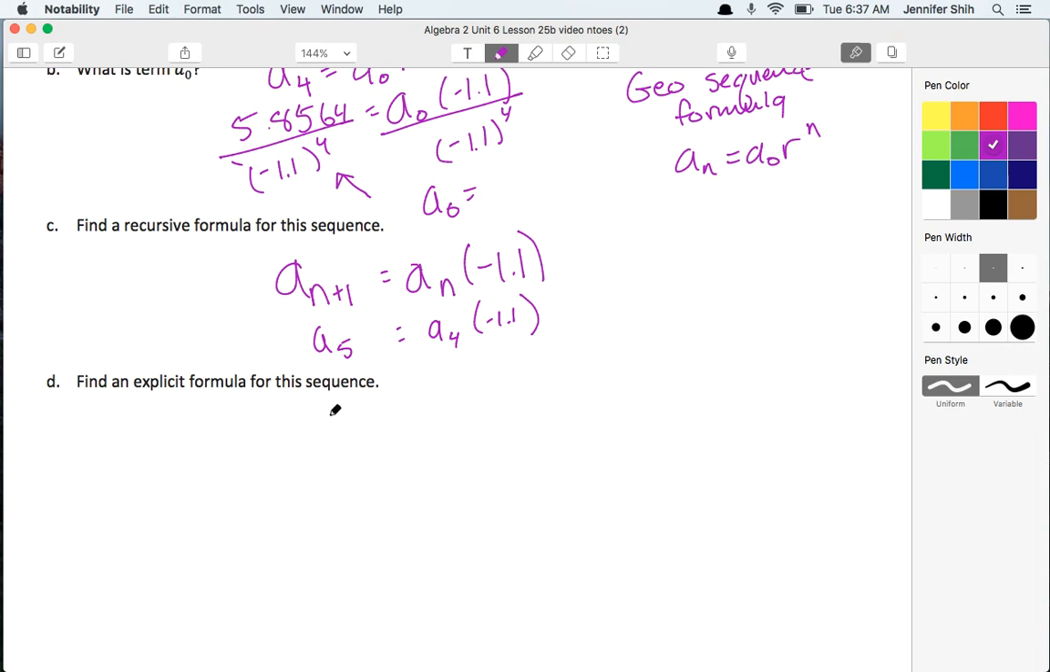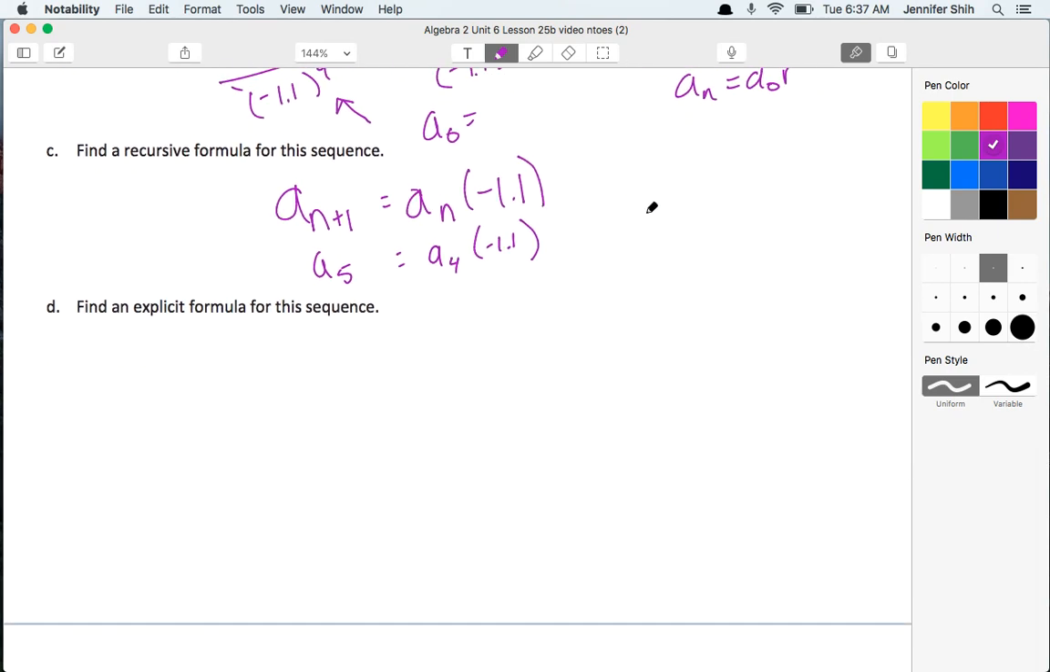But many of you are only going to use the explicit formula because you find it more useful, except when you get into coding, computer science. Then you're going to work a lot with recursive formulas.